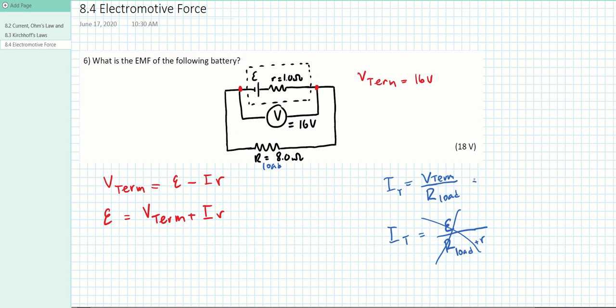So anyway, we're going to find the total current using this. We're going to plug in our 16 volt over the R load, which is 8 ohm, which is going to be 2.0 amps. So that's going to be our current.